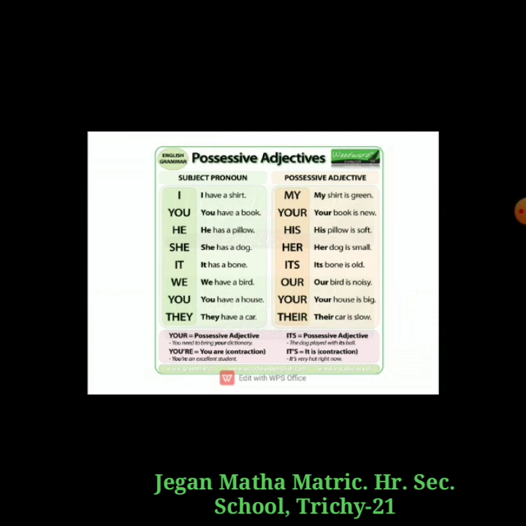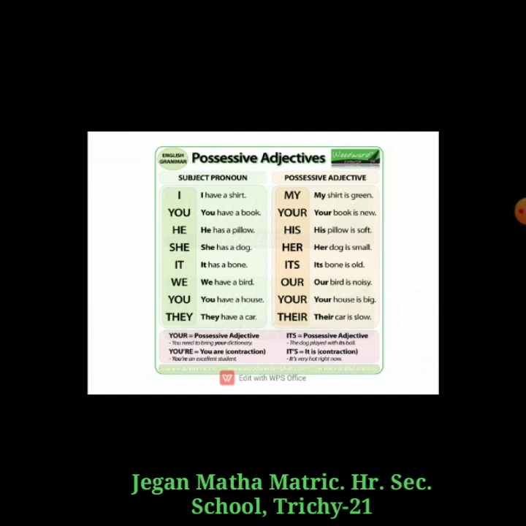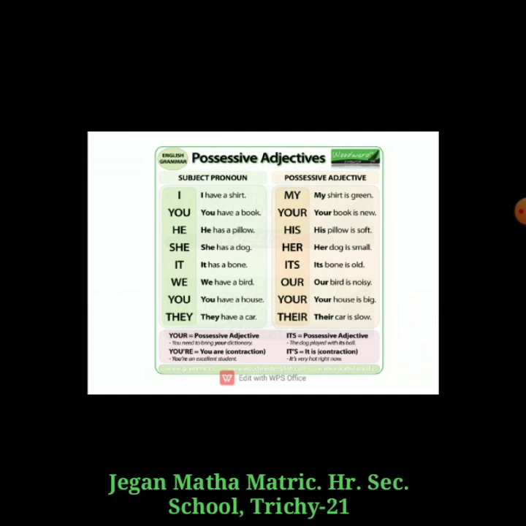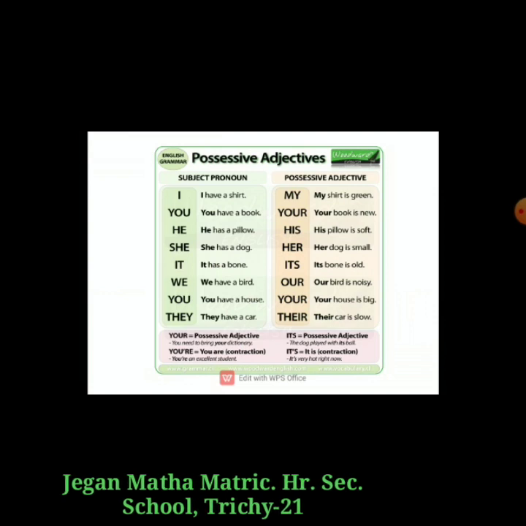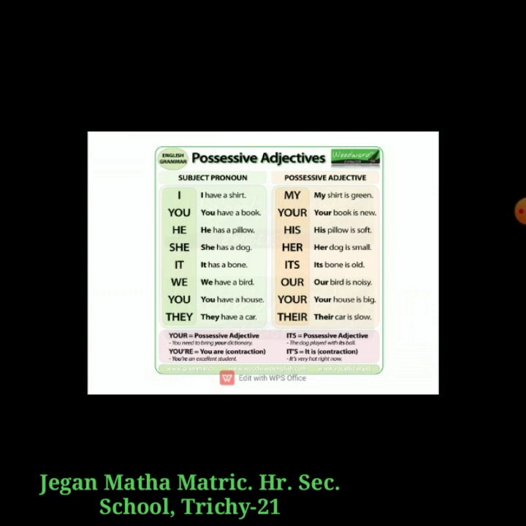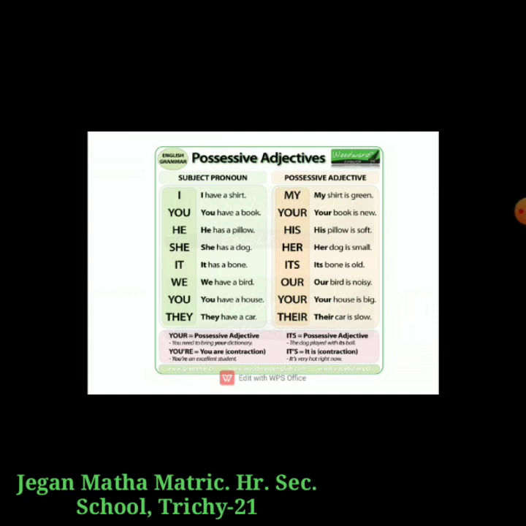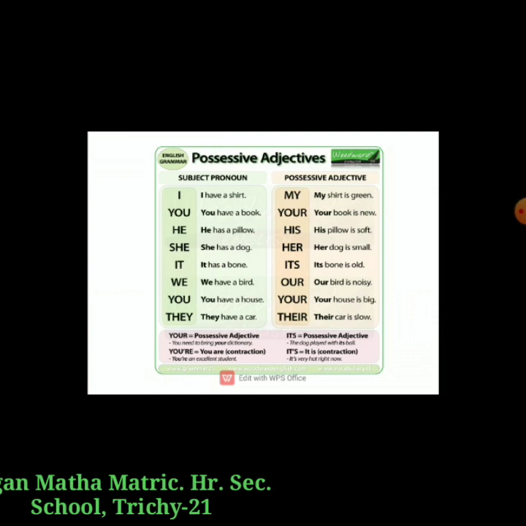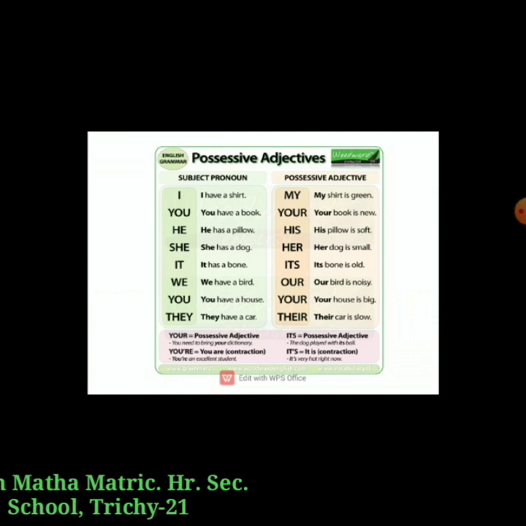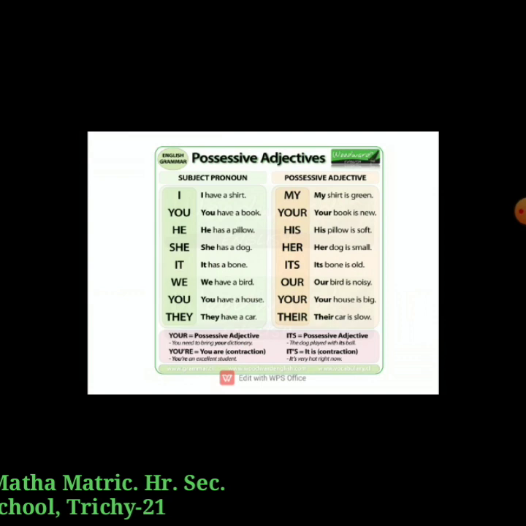We have a bird, we is a subject pronoun. Our bird is noisy, that's a possessive adjective. You have a house, you is a subject pronoun. Your house is big, your is a possessive adjective. They have a car, they is a subject pronoun. Their car is slow, so that is a possessive adjective. It's belonging, that's possessive, we know that.